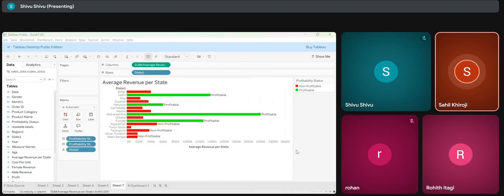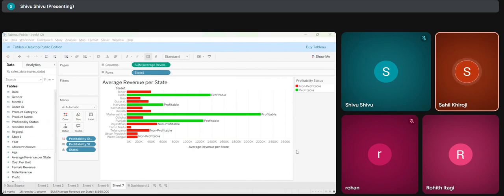Thank you, Rohan. The next task is to create a calculated field to show the average revenue per state and display profitable and non-profitable states. This is the last chart, and it is possibly the most important. It's a bar chart showcasing average revenue per state, but it adds a crucial layer of information, profitability. The length of the bar is the average revenue, but the color tells the real story. Green bars are profitable states, and red bars are non-profitable states.